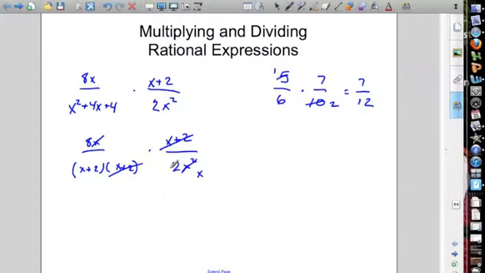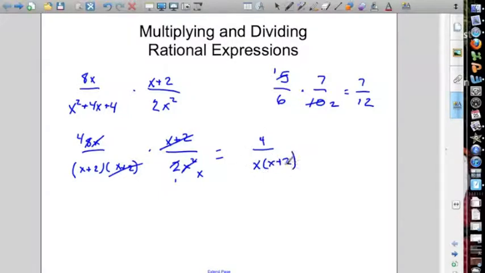I had 8 and 2. 2 goes into here one time. 2 goes into here 4 times. Now let's look around to see if there's anything else I can simplify. It doesn't look like there is, so now I can write my answer. When you write your answer, remember that multiplying fractions are our friend. We just multiply across the top, that's 4. Multiply across the bottom, that's x times x plus 2.